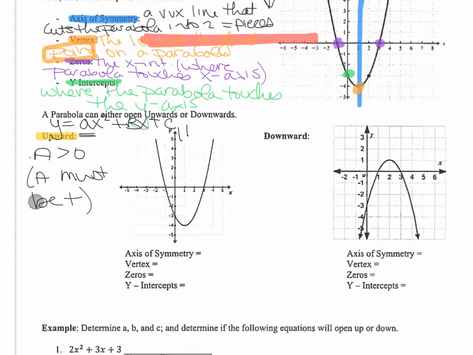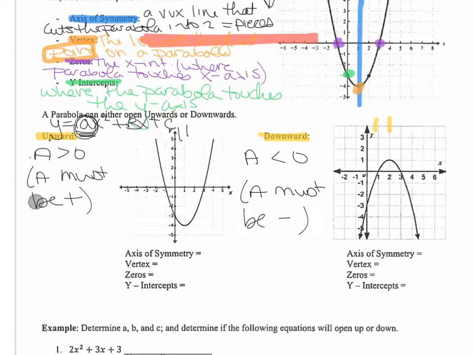So when a is positive, it opens up like a smiley face. How about when it opens down? Down like a frowny face. A parabola opens down when a is less than 0. So when a is less than 0, it opens down, which means a must be negative.